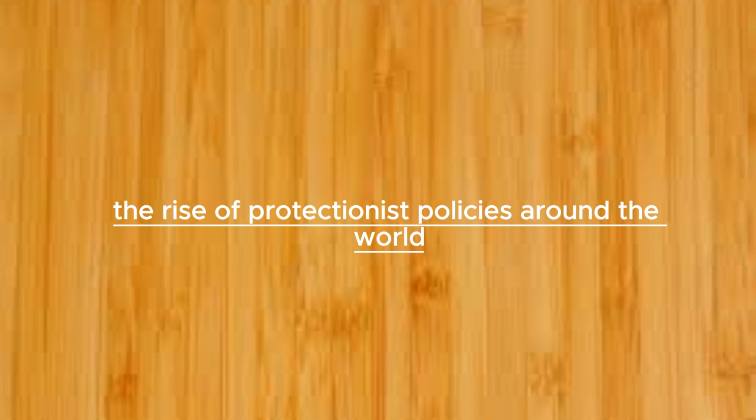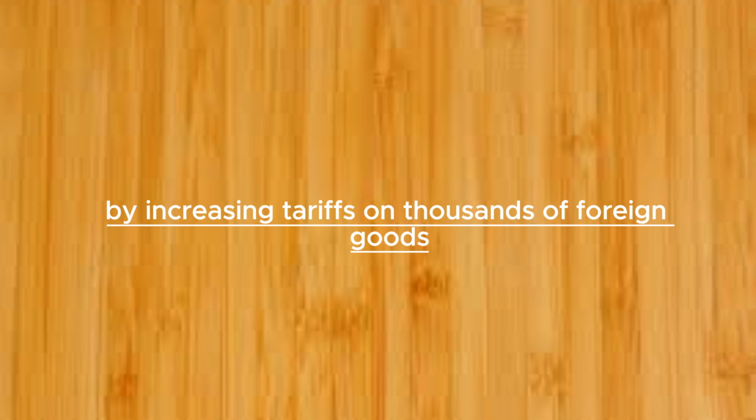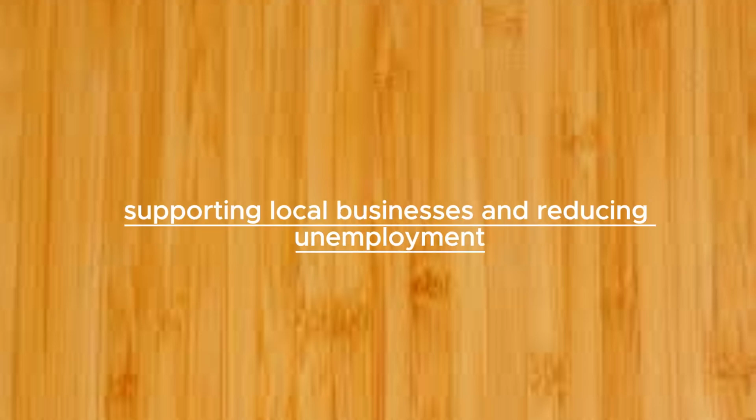Moving into the 20th century, another pivotal moment in trade history occurred during the Great Depression, a period that saw not only an economic downturn, but also the rise of protectionist policies around the world. One of the most significant pieces of legislation that reflected this protectionism was the Smoot-Hawley Tariff Act passed in 1930. The Smoot-Hawley Tariff was designed to protect American jobs by increasing tariffs on thousands of foreign goods. The hope was that by making imported goods more expensive, American consumers would be encouraged to buy domestic products, thereby supporting local businesses and reducing unemployment.